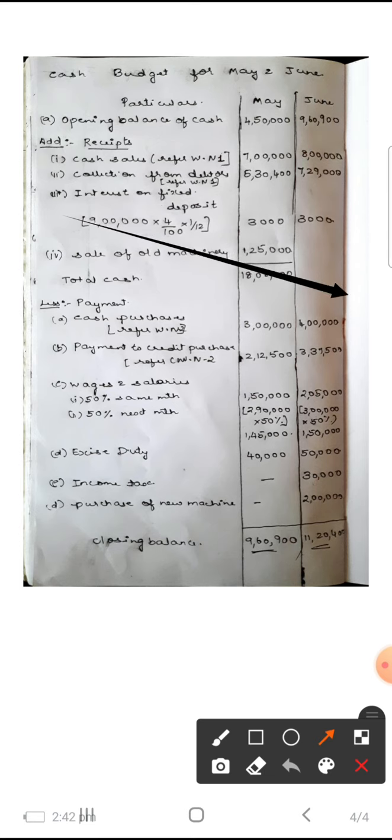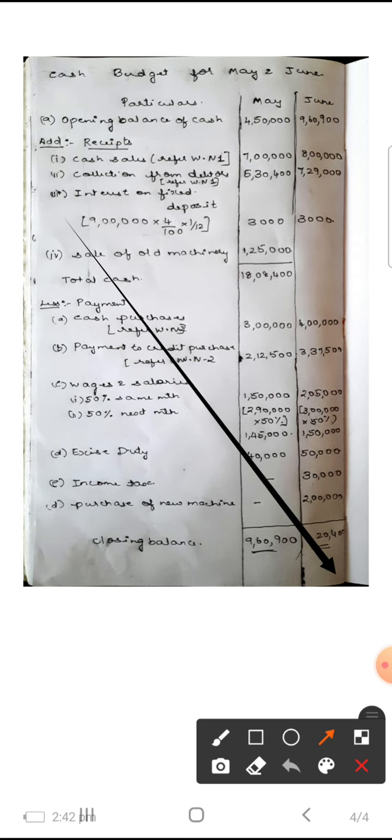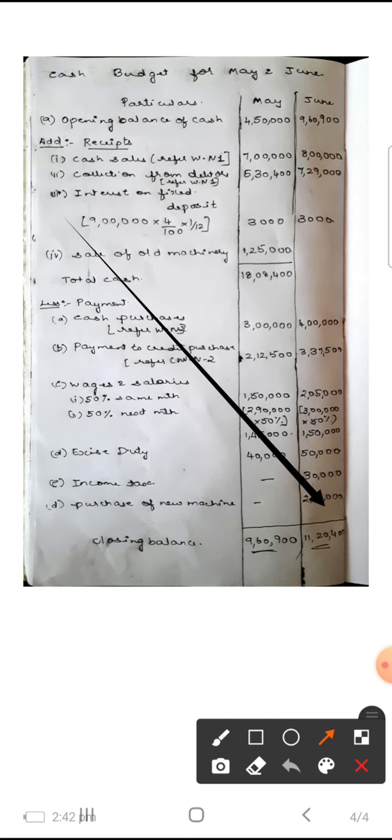Okay, total it and write the total here. Then deduct it, you will get 11,20,400. Okay, so go through the problem. If you have any doubts, you can clarify. Thank you.